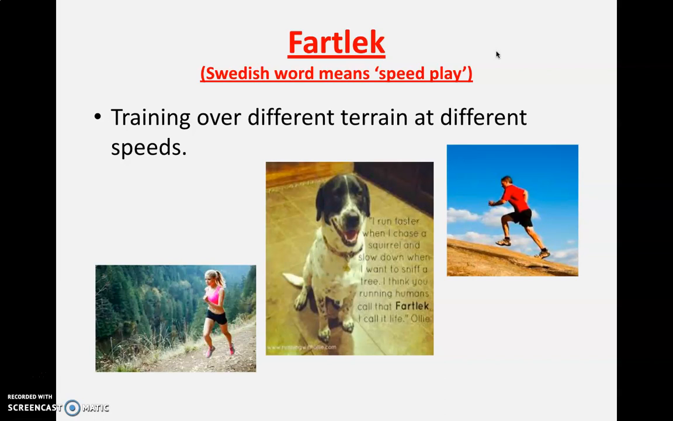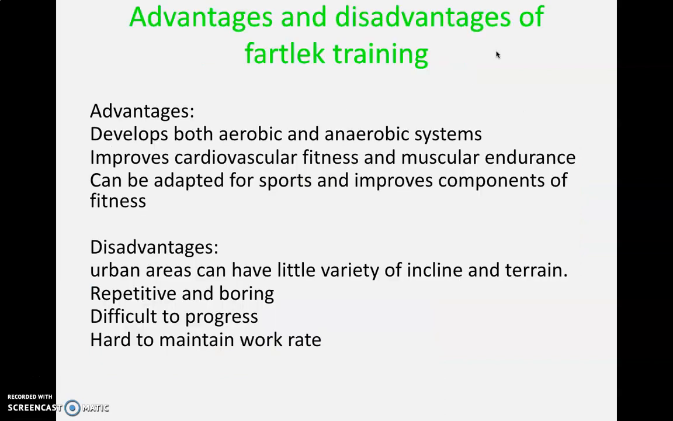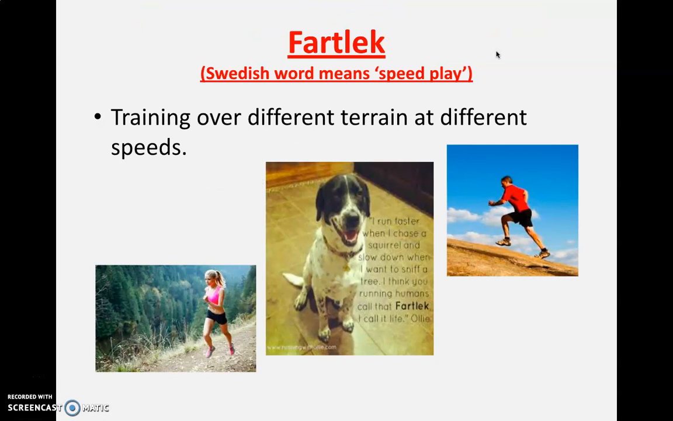So for example, you might go running at the park and you might walk along the path, then you might jog up the hill, then you might sprint along the football pitch. So you're training at different speeds over different terrain. The park might have path, grass, a muddy bit, and if you're doing different speeds over these different terrains, that's you doing Fartlek training.